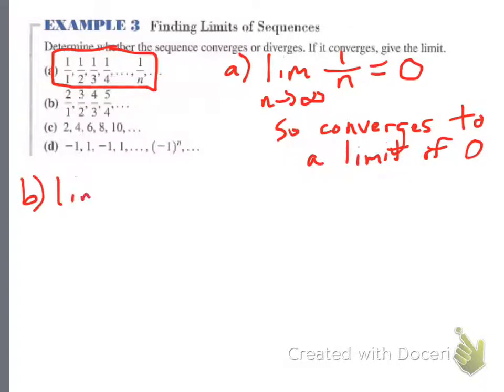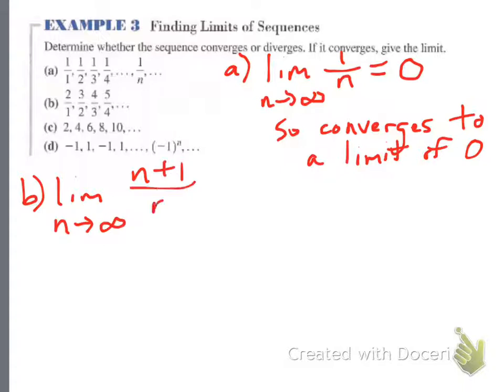The limit as n approaches infinity. Now, what's happening in B? Basically, the top number is 1 more than the bottom number. So we can write that as n plus 1 over n. Now, it's difficult to look at it like this and figure out the limit.